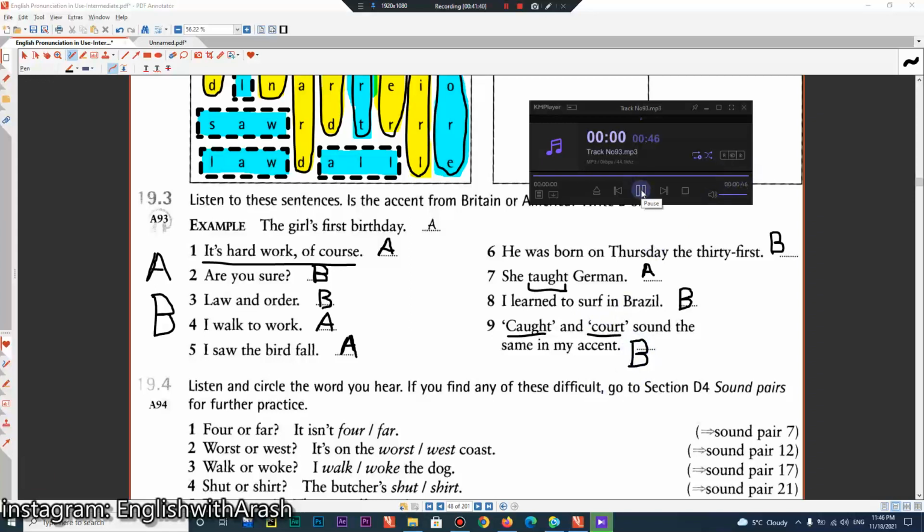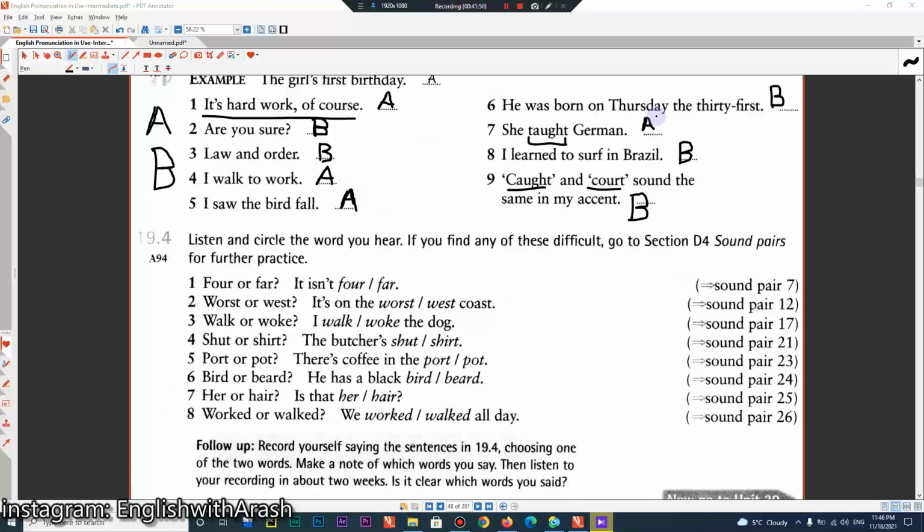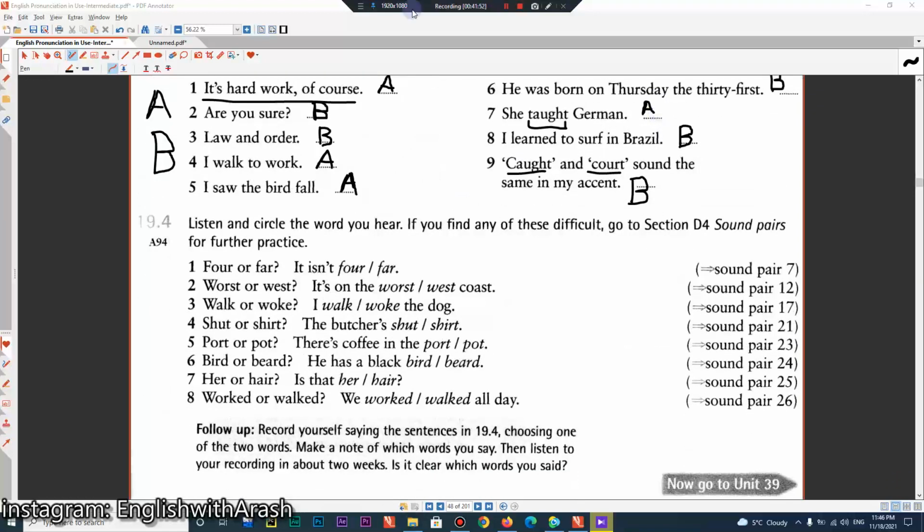Court and caught sound the same in my accent. Exactly, good. So let's move on to the last part of this lesson. Finally, we came to the end of this. You're going to listen and choose A or B. To make it easier, you don't have to write the full word. You can just type A or you can type B. What do you hear? For or far?